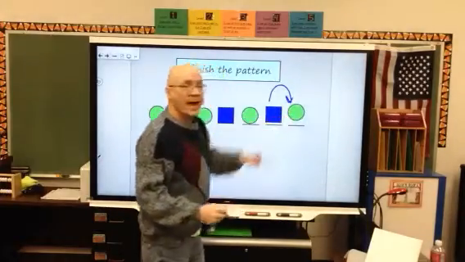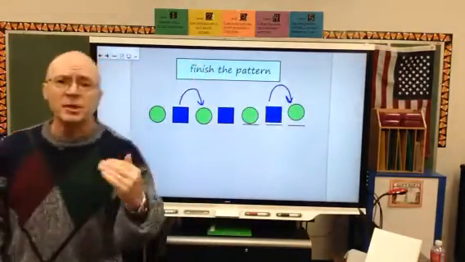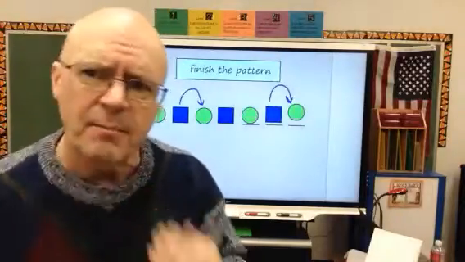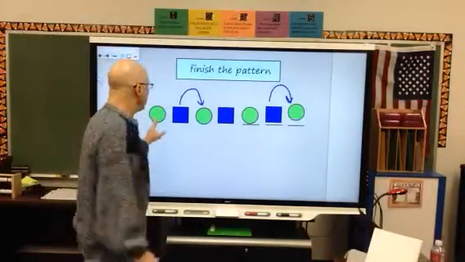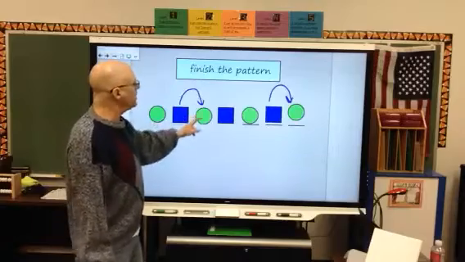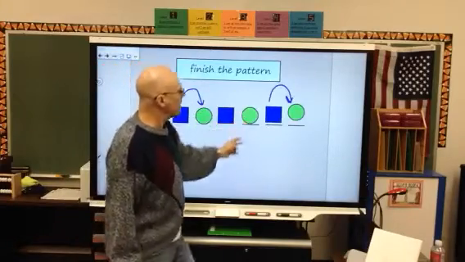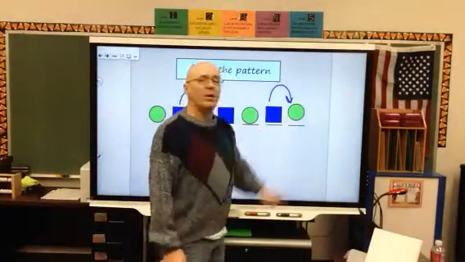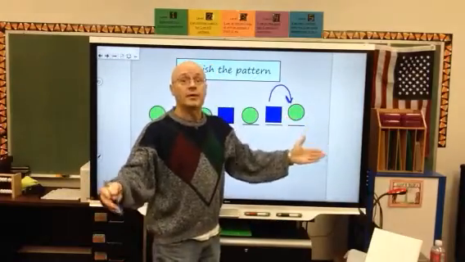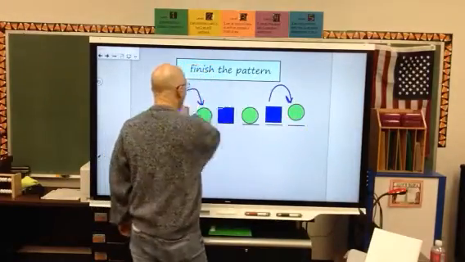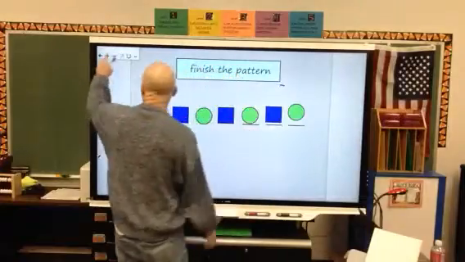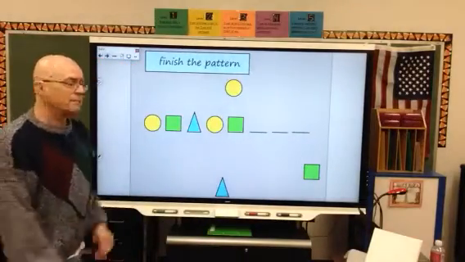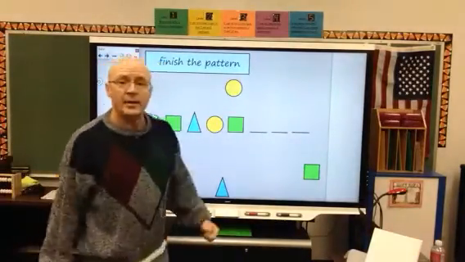Now, I'm going to go back to the beginning of my pattern and make sure that what I did works. I'm going to check my work. Green circle, blue square. Green circle, blue square. Green circle, blue square. Green circle. Yeah, that works, doesn't it? Let's try another one, and then we'll make some patterns on our own. This one's a bigger pattern, isn't it?